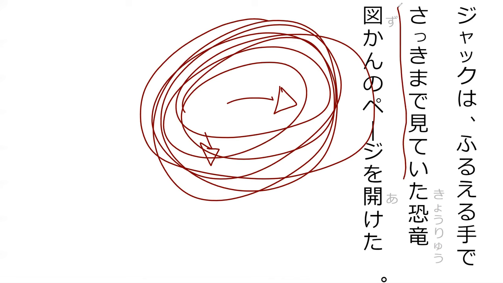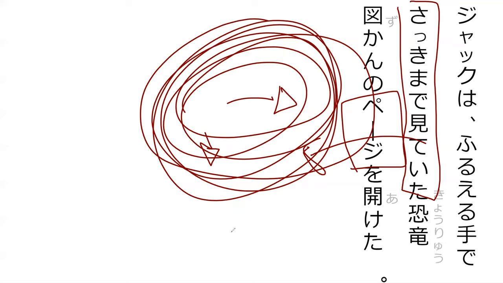So this saki made miteita just is saying, just a little bit ago, he was looking at this book. So he was looking at this book just a little bit ago, and he's come back to this book and is now reopening up to probably the page that he was on earlier. So it's the page that specifically has the pterodactyl on it. Yeah. So the dragon thing, there's no dragon here. So dinosaur.